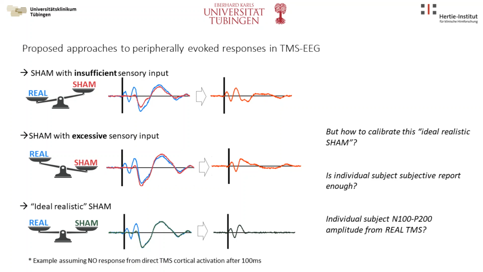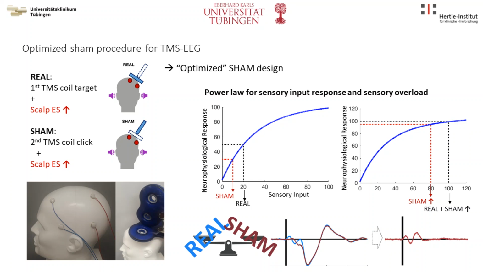Instead of trying to make something out of it, we decided to take a whole other direction with the optimized sham. So in this optimized sham procedure, we still make use of a sham that mimics the auditory input and uses scalp electrical stimulation. However, we use considerably higher intensities. And the reason for this is the power law of sensory input response. This implies a logarithmic relation between the sensory input and the neurophysiological response.